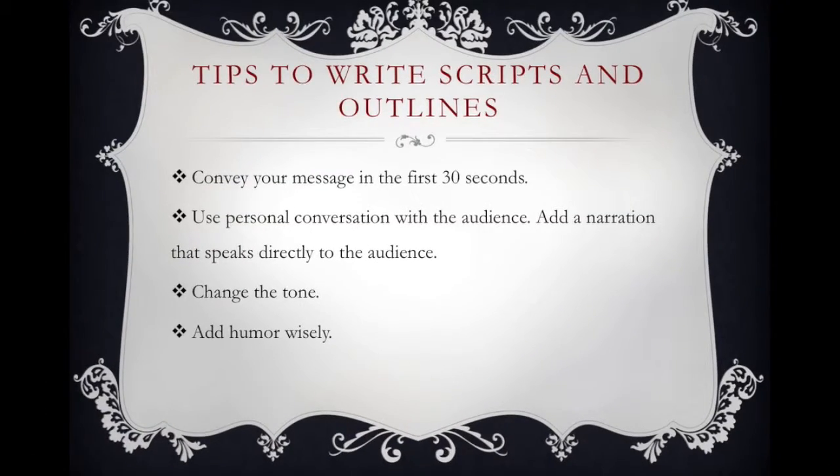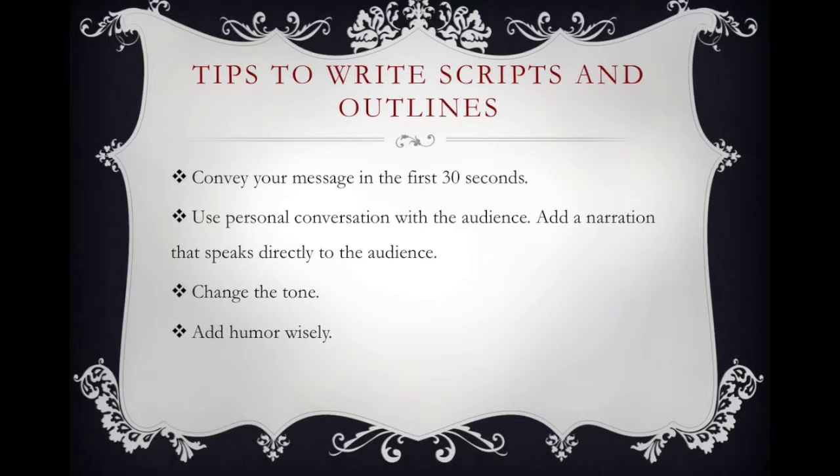So now it's time to write your script or sequential outline, and here are some tips to help you do that. The first tip is to convey your message in the first 30 seconds. So try to integrate a sentence that focuses on your main message or main idea within the first 30 seconds so the audience knows what to pay attention to.